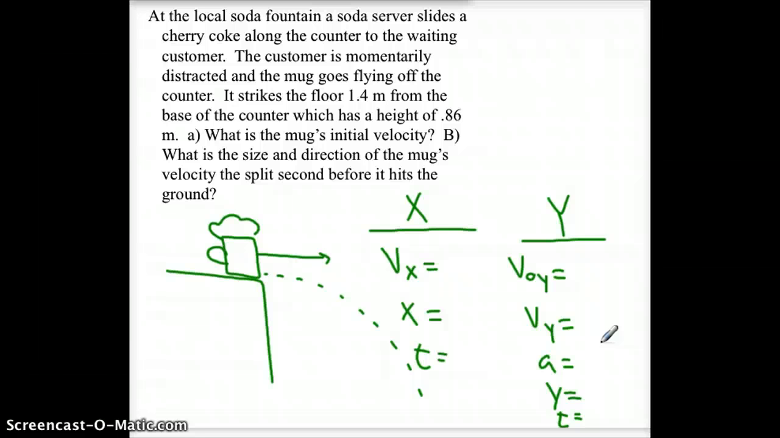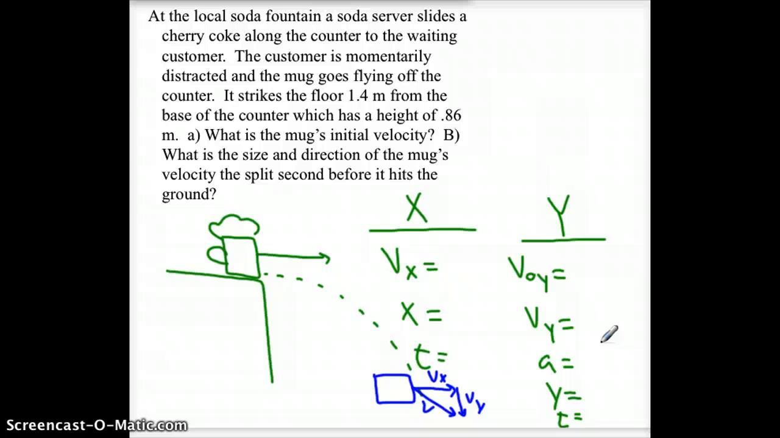In fact, right before it hits the ground, it will have both x and y velocities, which means we're going to have to add the vectors to figure out the velocity right before it hits the ground. So in that blue triangle I just drew, we have Vx, Vy, and then the hypotenuse I would call V total. Okay, so what do we know from reading the problem?